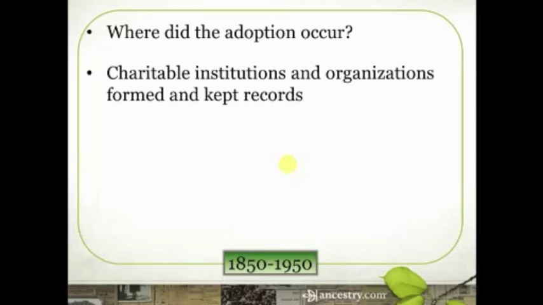Some of them were government-run or government-funded orphanages and institutions. Some of them were managed and run by churches or religious organizations. Some of them were run by local community organizations. So if you know where the adoption occurred, you can start looking into what kinds of charitable institutions and organizations may have been in that area, and then where those records have ended up.